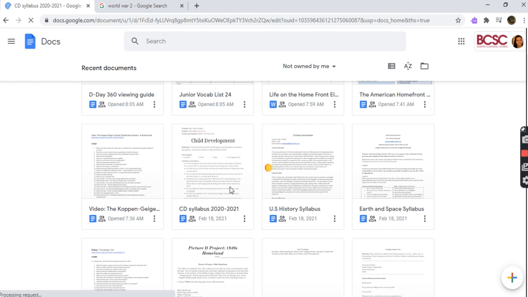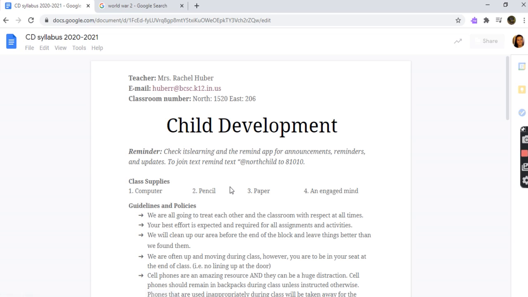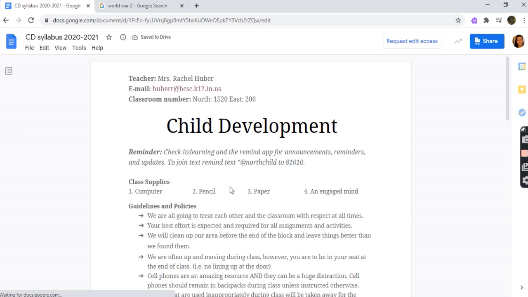Alright, let's just go over the child development syllabus. This is from child development, my 2A class, which is second period on an A day, or a B day. We're still on block scheduling at my school, so my school is way different than yours.